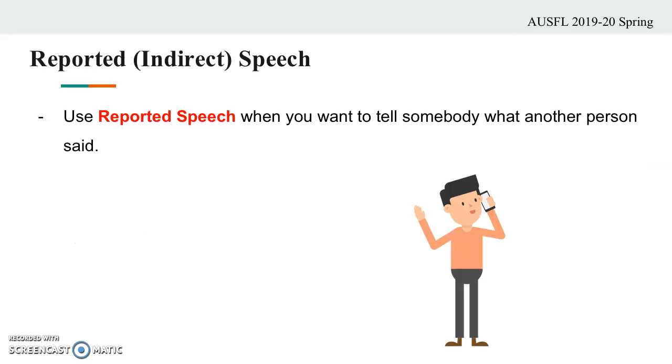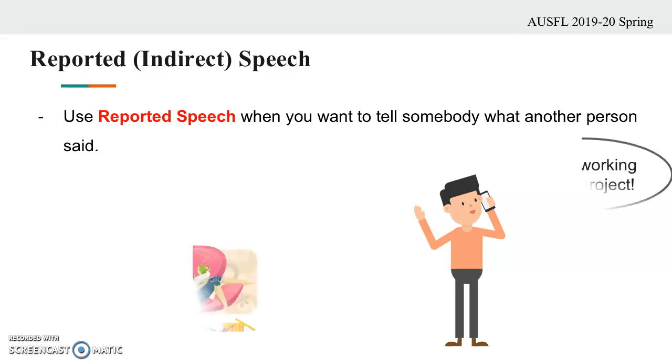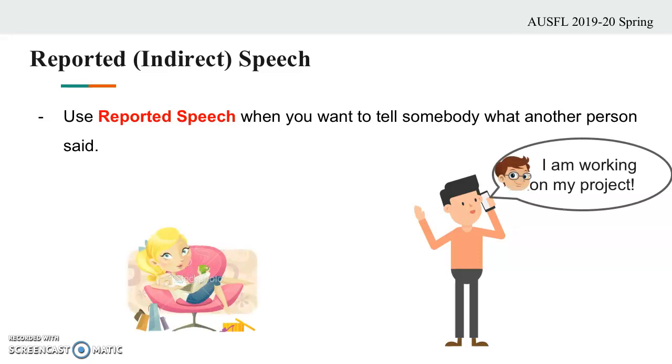Why do we use reported speech? We use reported speech when we want to tell somebody what another person said previously. There are two ways to tell someone what another person said. The first way, direct speech. Have a look at the example.